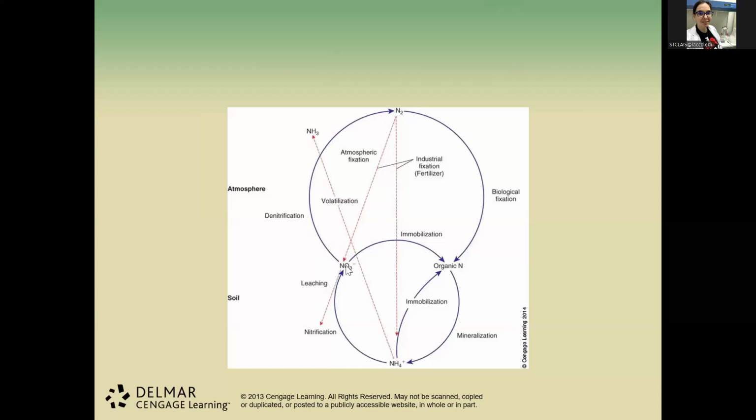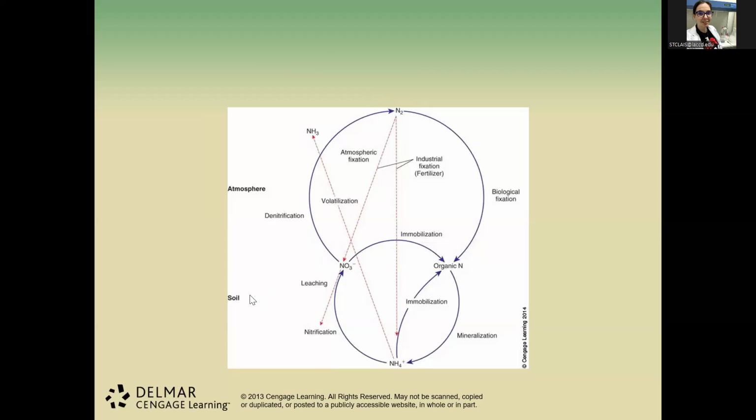From there, we can also have denitrification. That's when nitrogen leaves the soil, in this case, by the process of reduction. And this is performed by microbes, where instead of oxidizing, they're going to reduce the nitrate back to ammonia nitrogen. And that is going to be further reduced to diatomic atmospheric nitrogen, which is the N2.